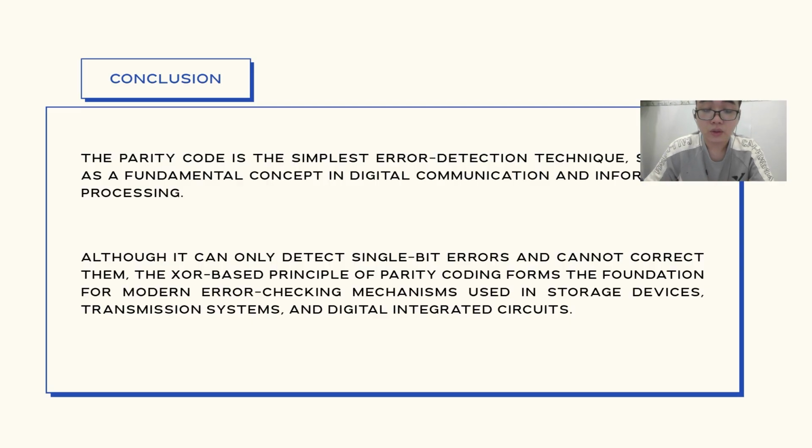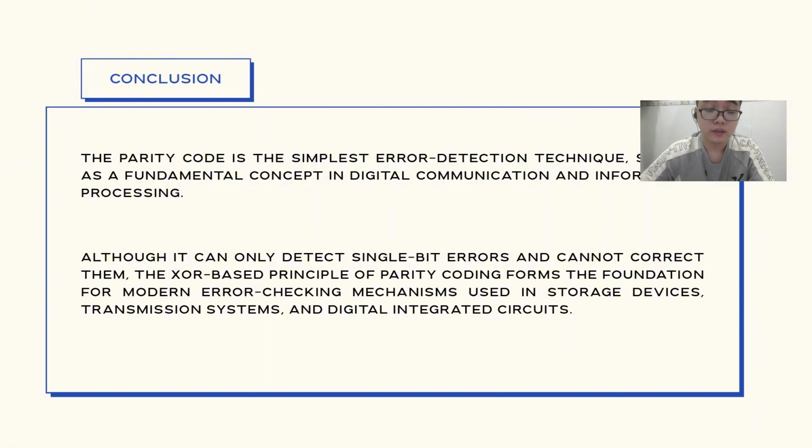By ensuring that the total number of one bits in a data frame follows consistent parity rules, the system can quickly verify the correctness of the transmitted or stored data. Even though the parity encoder cannot locate or correct errors, it performs an essential role as the first level of defense in data integrity. Its minimal hardware requirement and fast operation make it a great choice for small-scale or resource-limited systems.